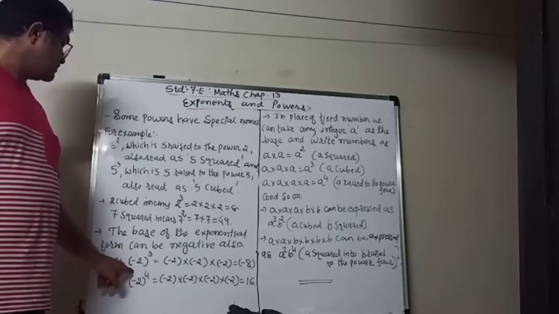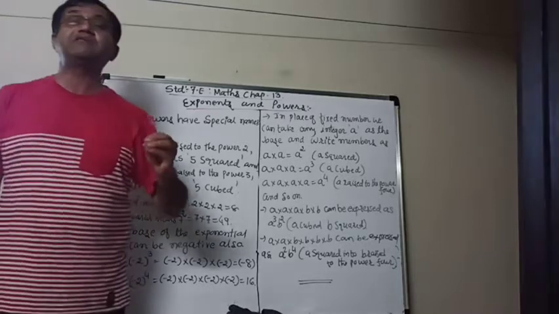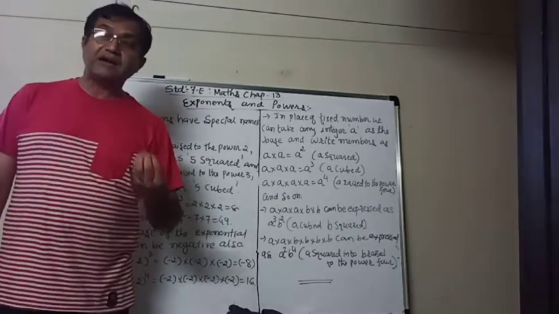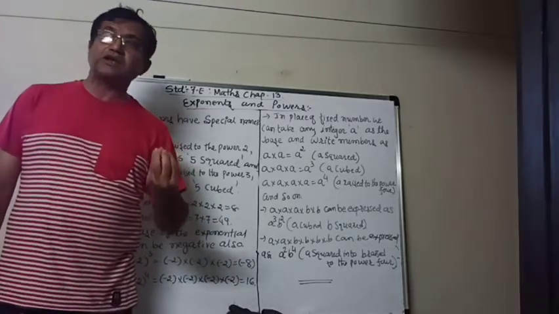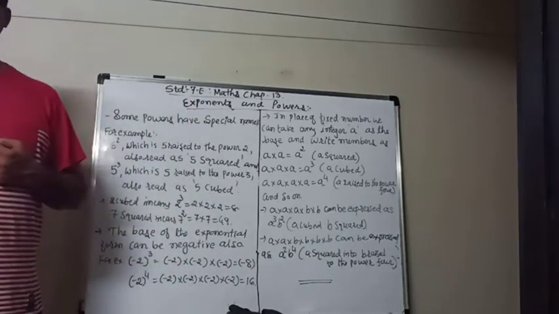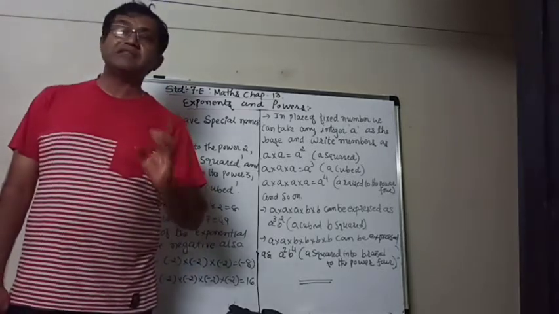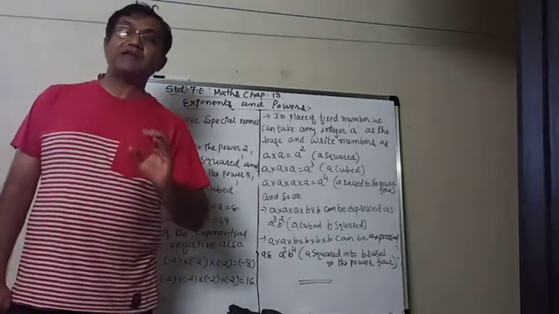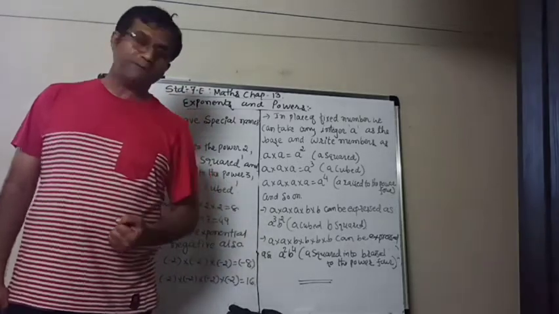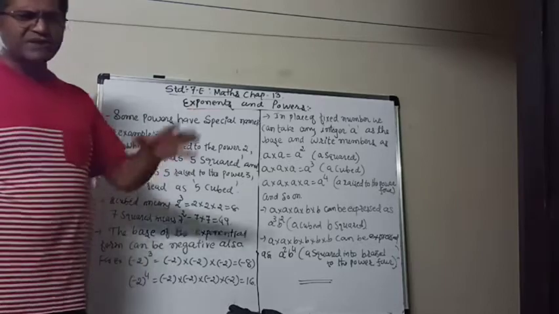So that is the difference. So negative integers also can be the base when they are repeated 3, 4, 5 times, and then you can write them in this form. But as I told you, remember that a negative number must be in brackets when you write it in the exponential form. So that is very, very important.